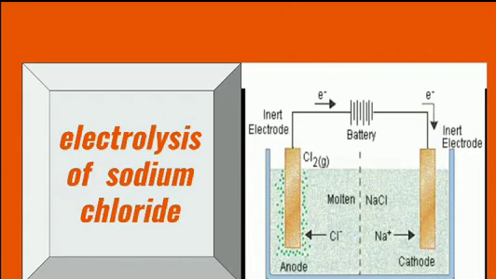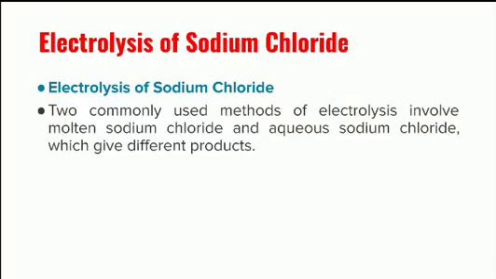Na+ and Cl- ions. The decomposition of sodium chloride into Na+ and Cl- ions is called electrolysis. Two commonly used methods of electrolysis involve molten sodium chloride and aqueous sodium chloride, which give different products.